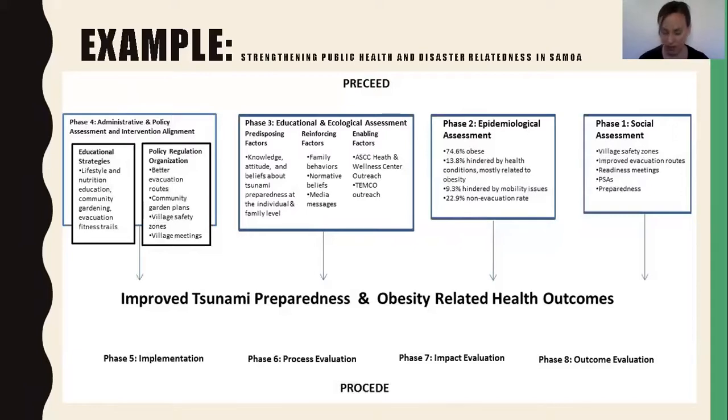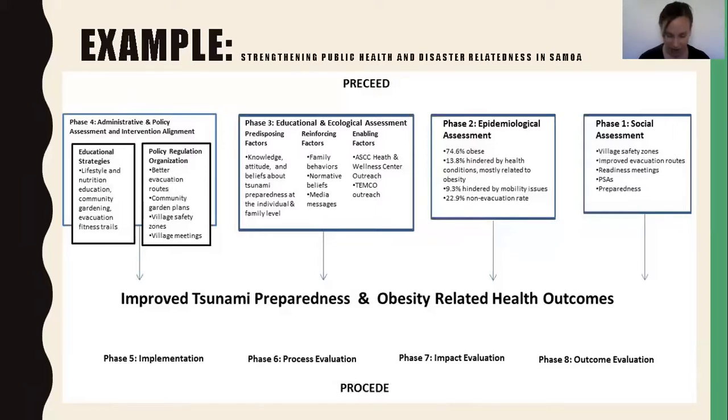We are identifying that these villages need safety zones. They need improved evacuation routes. We need more readiness meetings, more media PSAs, and just in general, better disaster preparedness. So that is our outcome. That's the very first part of the PRECEDE phase. Then the second part is our impact, our epidemiological assessment. Mobility and the ability to evacuate is being influenced by some obesity-related concerns.